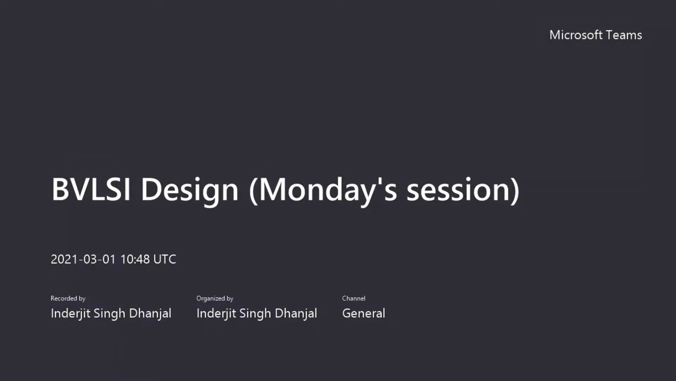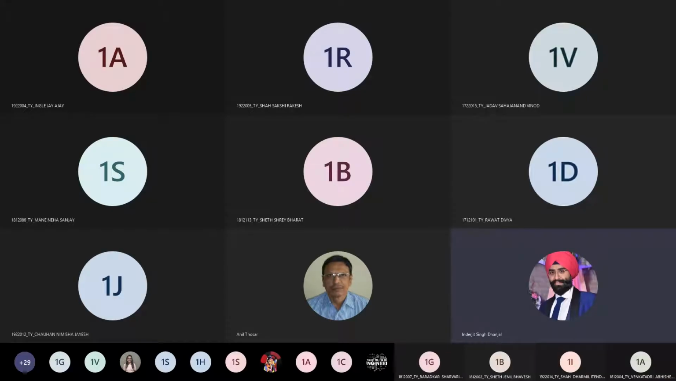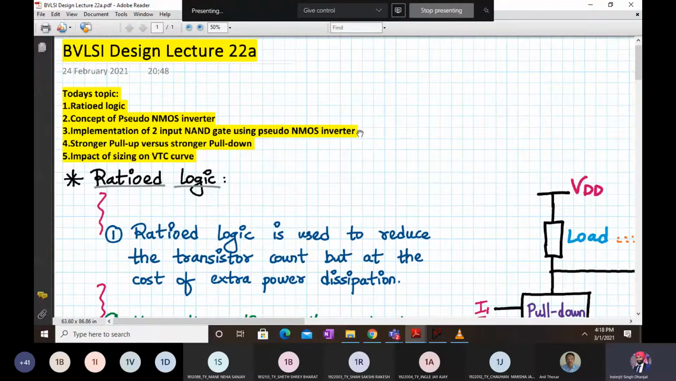And then based on it, we will see the concept of pseudo NMOS inverter. And then we will implement the two input NAND gate using pseudo NMOS inverter. Then next will be the stronger pull up versus the stronger pull down. That analysis we will see. And then we'll lastly see the impact of sizing on the VTC curve. So these are the topics which I'm proposing to cover today.